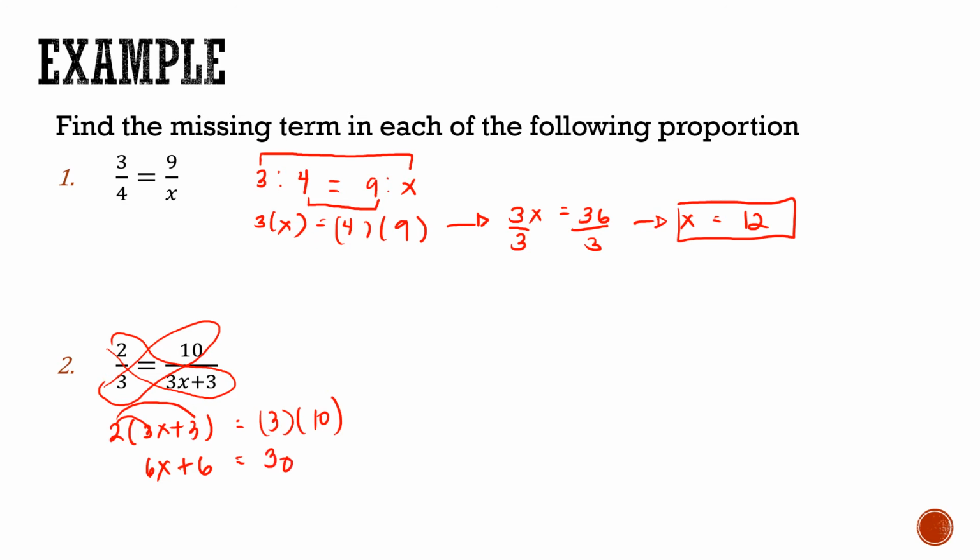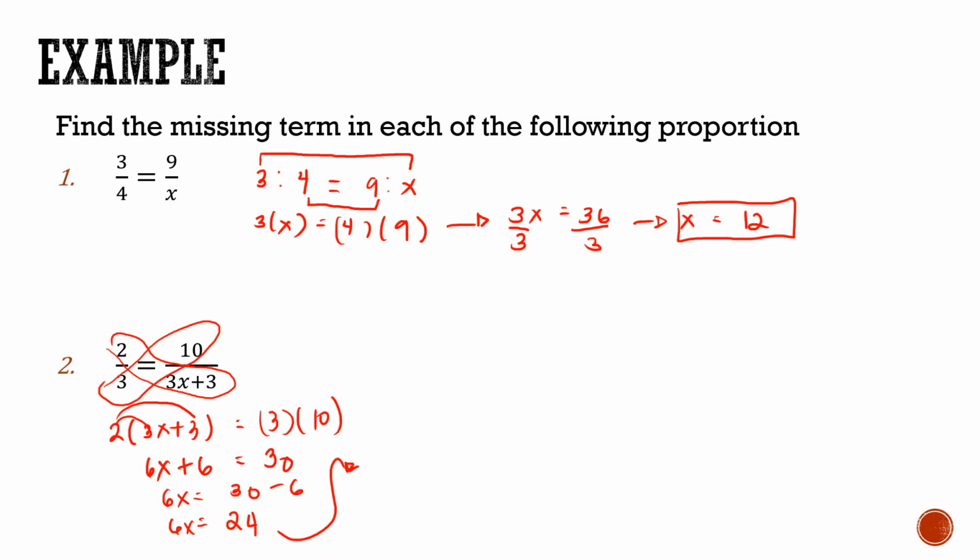Now we need to isolate one side of the equation with the variable x. Therefore, we need to move positive 6 to the other side of the equation by means of the addition property of equality. Therefore, the equation now is 6x is equal to 30 minus 6. 6x is equal to 30 minus 6, which is 24.